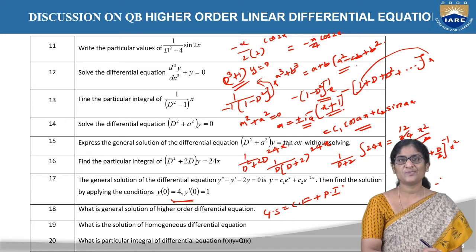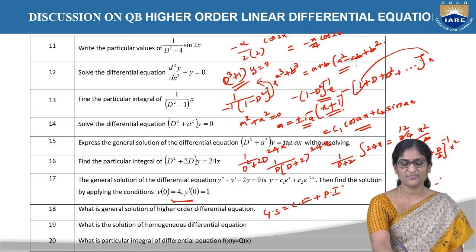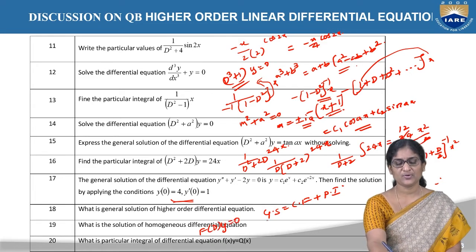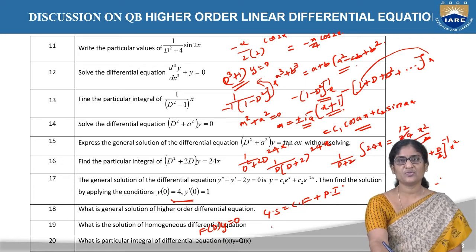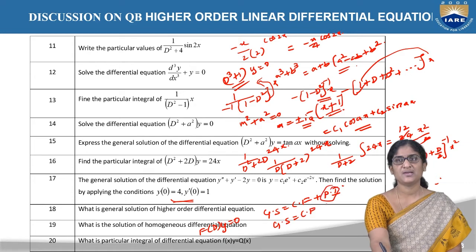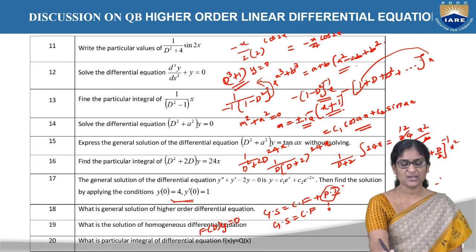We all know that homogeneous differential equations are of the form f(D)y = 0. We don't have any particular integral here. Therefore, the general solution of the homogeneous differential equation is nothing but the complementary function itself. The particular integral part becomes 0 for homogeneous differential equations.